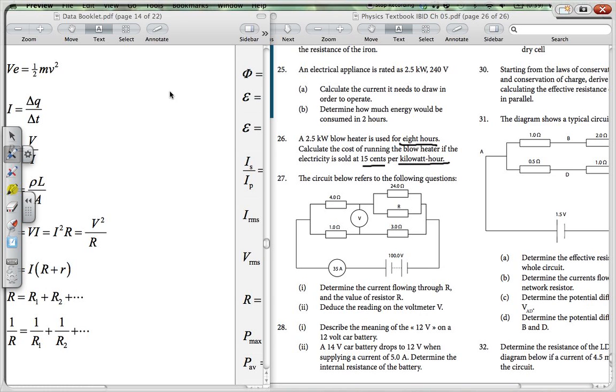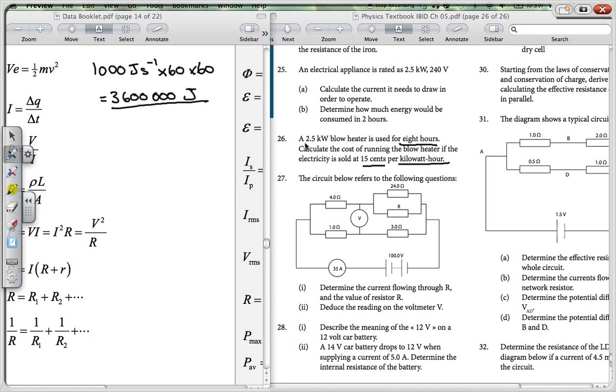So this kilowatt hour basically means that if you've got a 1,000 watt appliance, so that's 1,000 joules per second, and you run it for an hour, so times 60 times 60, it actually equals 3,600,000 joules. That is a kilowatt hour. That's the amount of energy in a kilowatt hour.